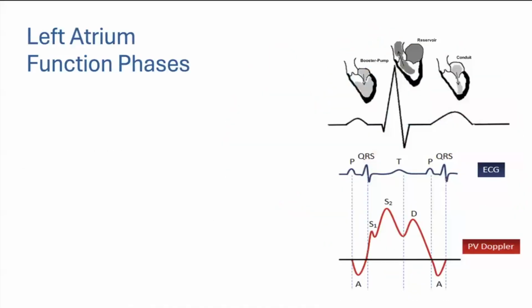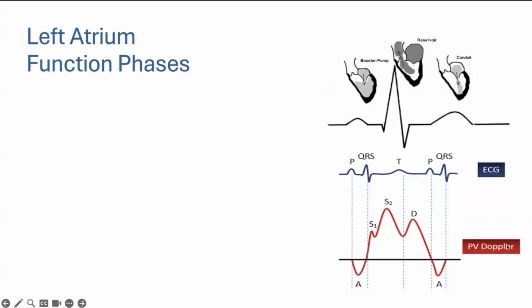All right. Before going into the physiology, I wanted to mention the left atrial functional phases, and I wanted to show you that in relation to the ECG. The first function is that it works as a booster pump. So it gives you the atrial kick, which is about 20% of the output from the left atrium. The reservoir phase is when it stores blood, and conduit is where you get the early emptying of the atrium.